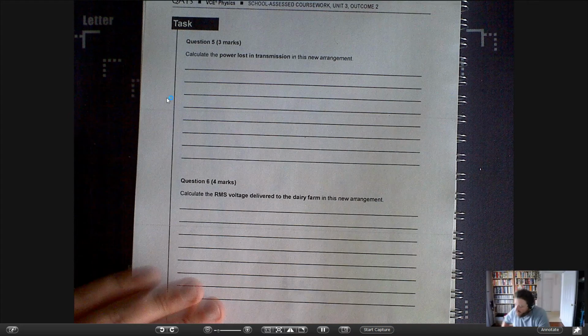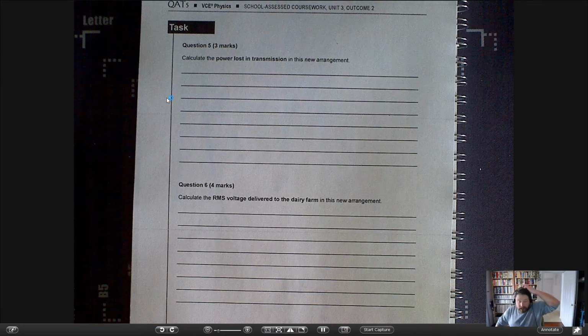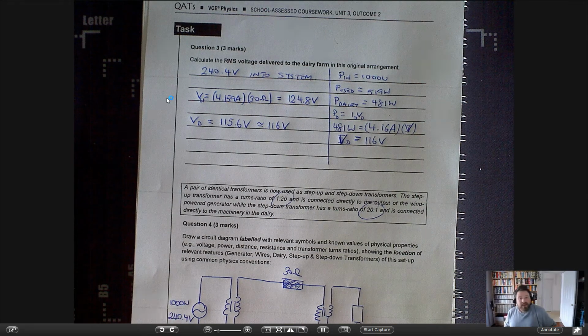Calculate the power lost in transmission in this new arrangement. Okay, so we're still putting out, it would seem, the same amount of power, 1,000 watts, and at the same voltage, 240.4 RMS. So that means we're putting out the same amount of current we did before. So let me just go back to this diagram. The generator here, we haven't been told that anything's changed there, so we're going to have to assume that we're putting out the same amount of current.